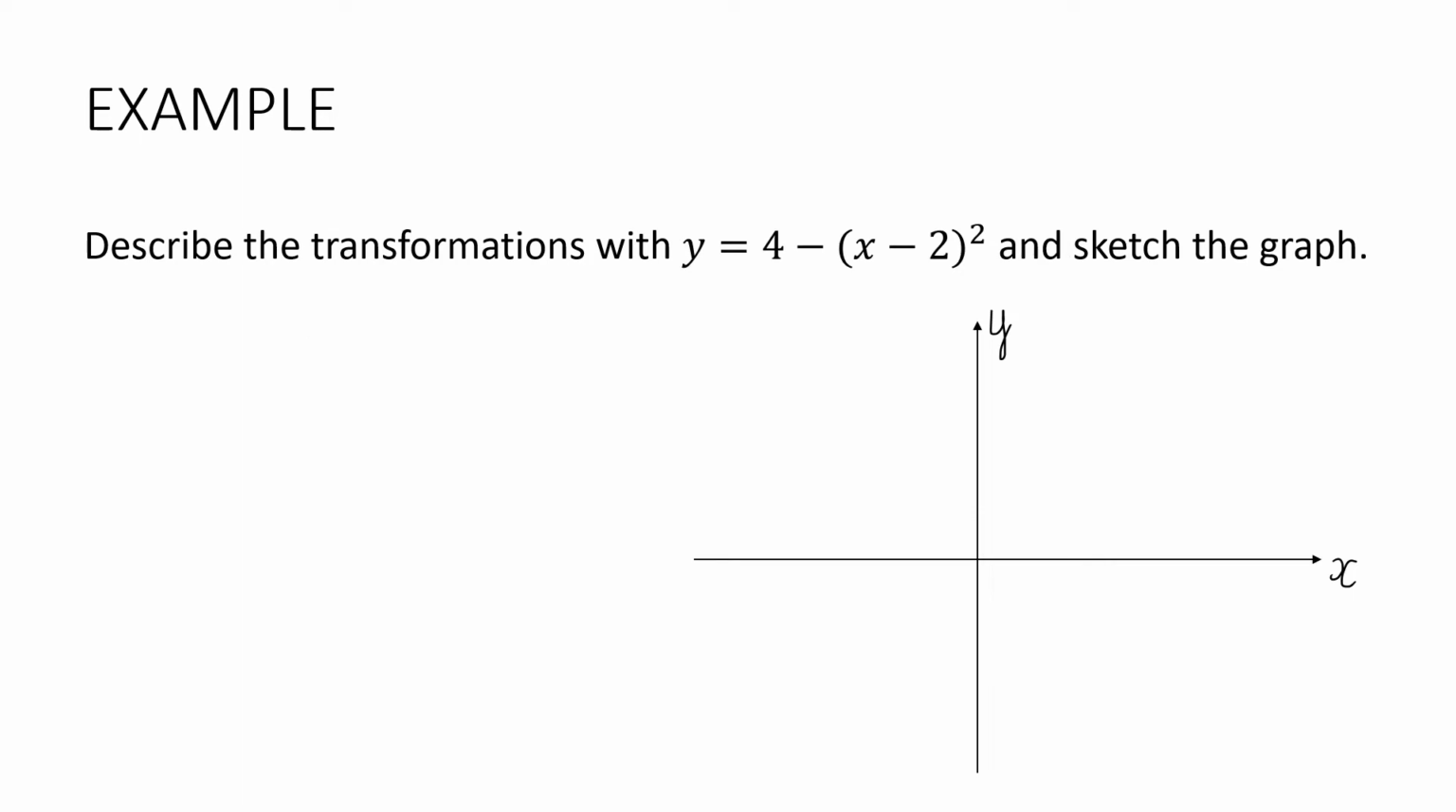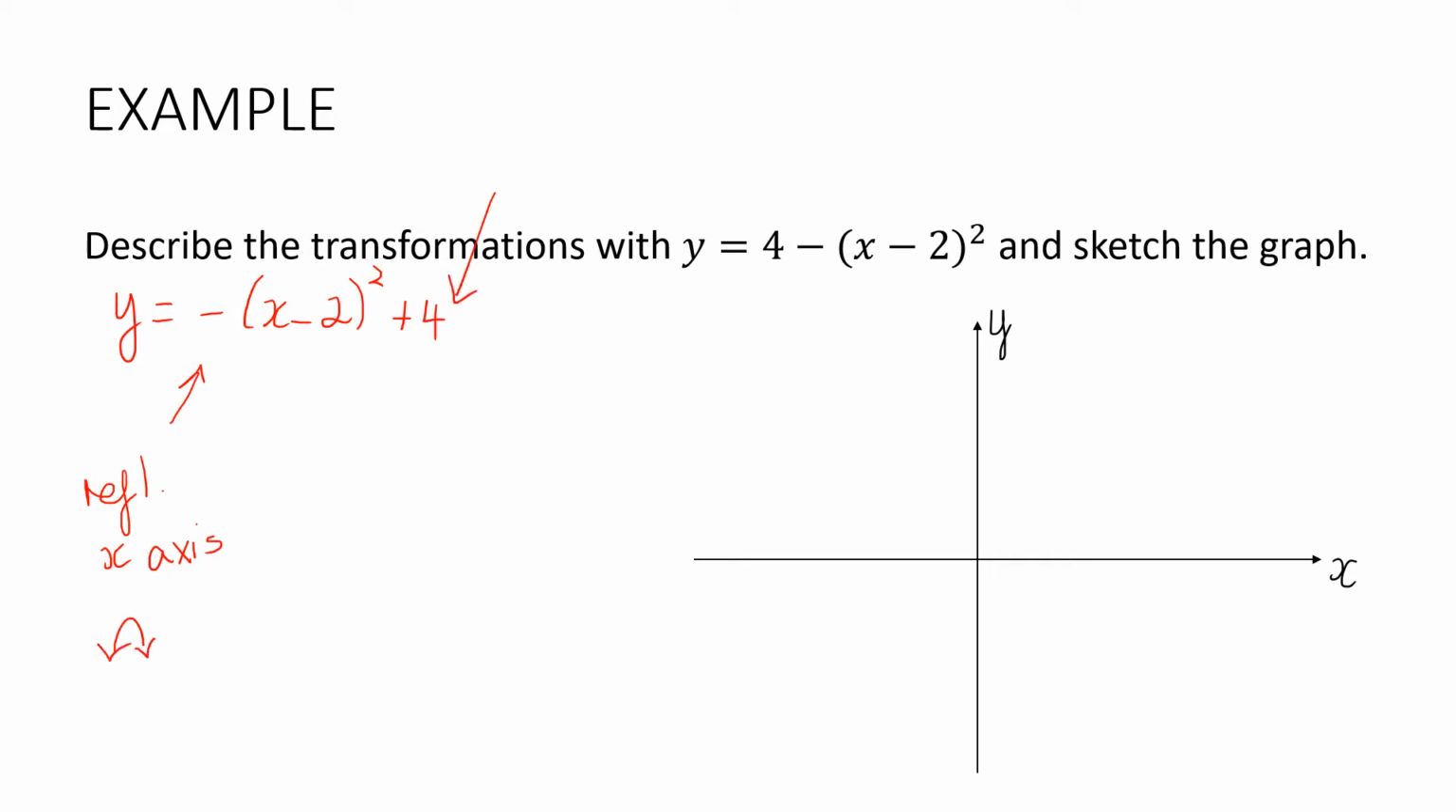So here's an example. Describe the transformations with y is equal to 4 take away x minus 2 all squared and sketch the graph. All right, I'm going to turn this around just a little bit into vertex form. So y is equal to negative x minus 2 all squared plus 4. And we can see a few things. We have got a reflection in the x-axis. It's concave down.